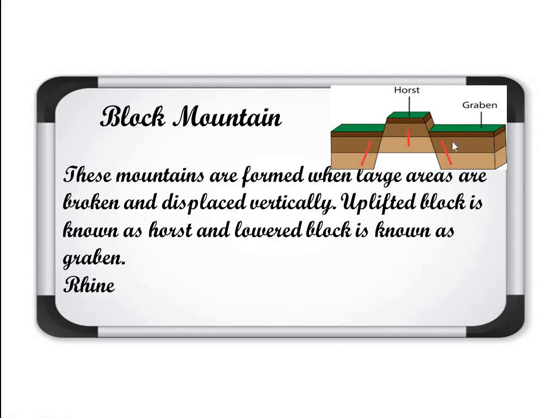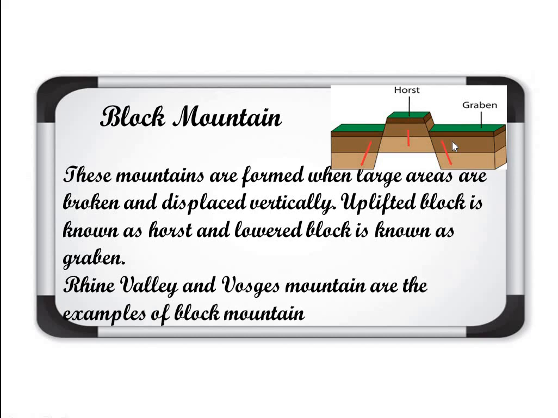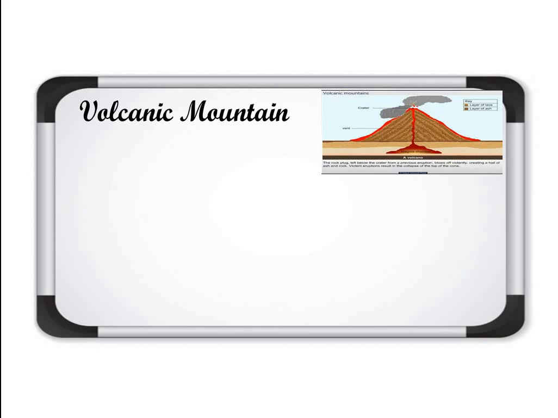Now the examples. Rhine Valley and Vosges mountains are the examples of block mountain. Clear? So how they are formed and the examples we have covered. Now the third type of mountain, volcanic mountain.